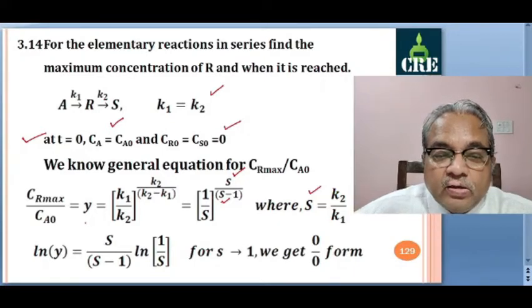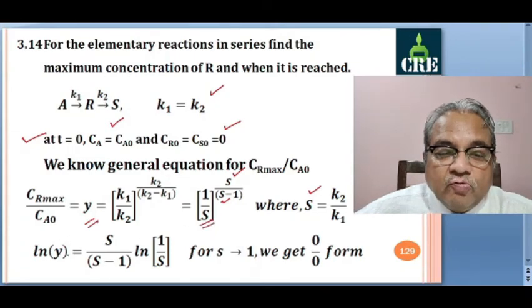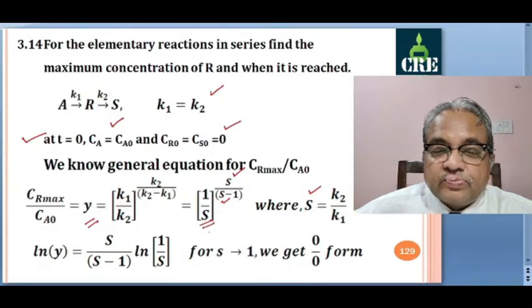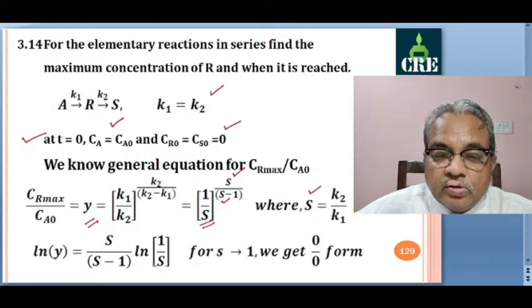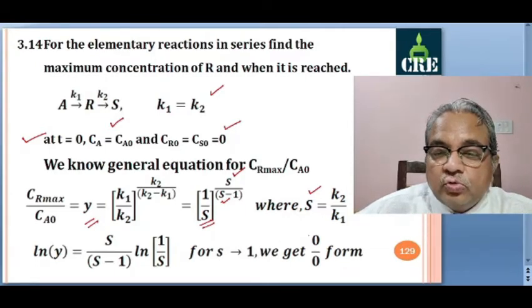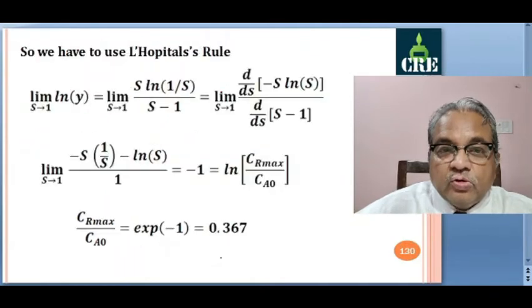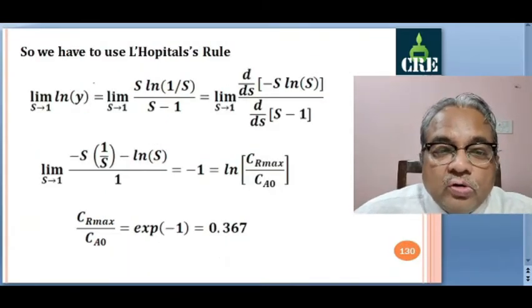So I consider this equation, and take log of both the sides. Ln of Y is equal to S by S minus 1 into ln of 1 by S. So if K1 is equal to K2, that means S is tending to 1. When K1 is approaching K2, S is tending to 1. So when S is equal to 1, this numerator is 0, denominator also becomes 0. So you get 0 by 0 form, indeterminate form.